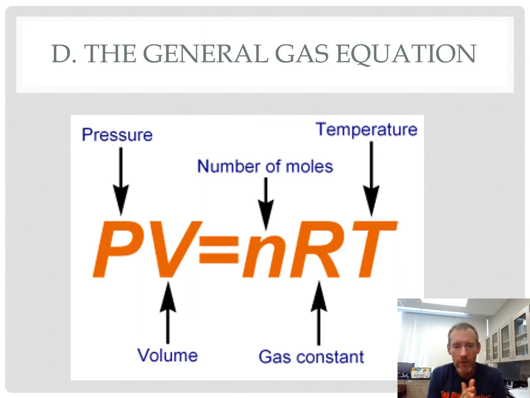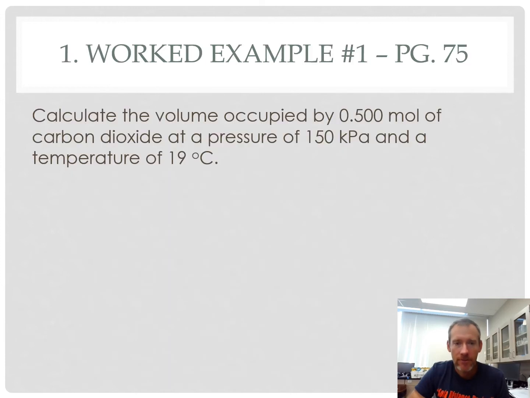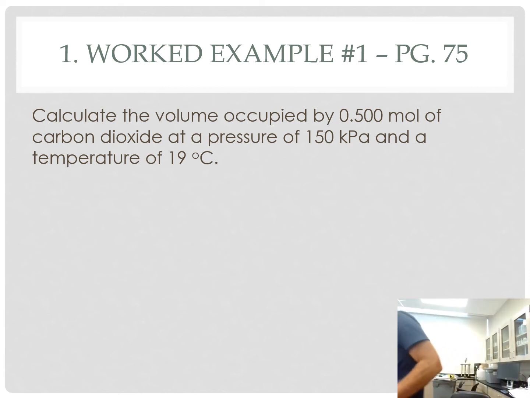All right, ideal gas equation, PV equals nRT. Pressure is in kPa, volume is in dm cubed or liters. Gas constant is 8.3145. Temperature is in Kelvin, that's important. And n is number of moles. All right, so we're going to see if we can do some practice problems on the board.